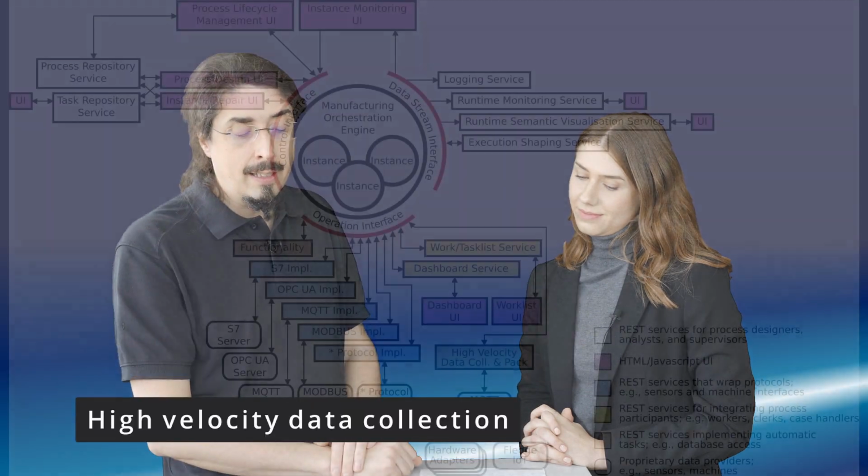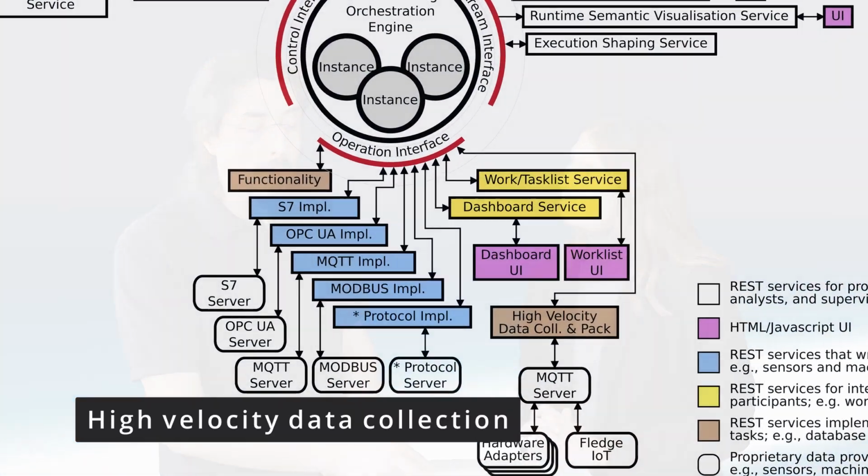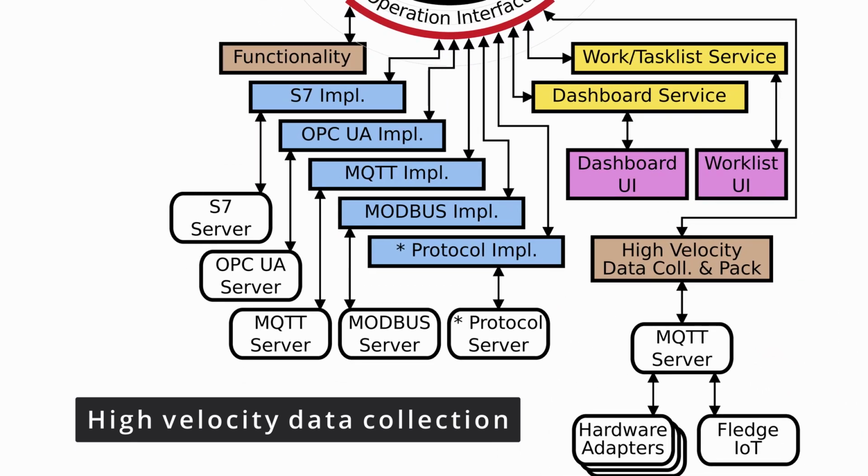A last thing that I want to talk about is high velocity data collection. Up until now on the operation interface, we were just talking about giving the order of doing something. But sometimes that's not enough. Sometimes it's about collecting data, for example, from a measuring machine. And sometimes that's very difficult. For example, one of the measuring machines we were using had about 12,000 values delivered per second, which is quite a big amount of data.